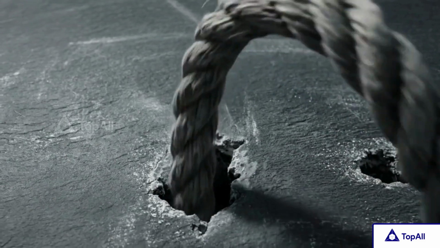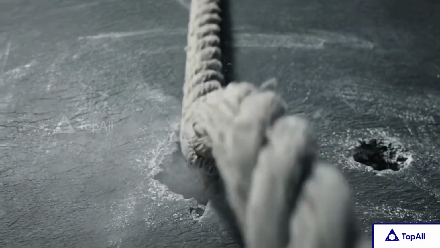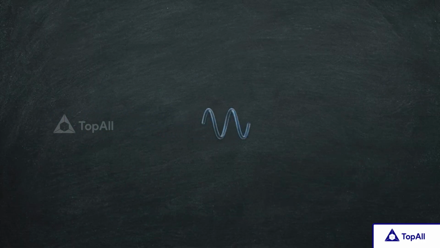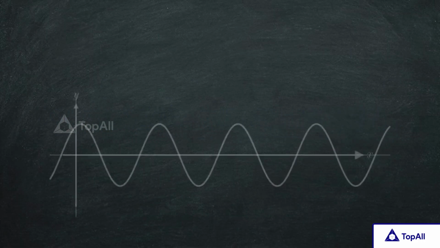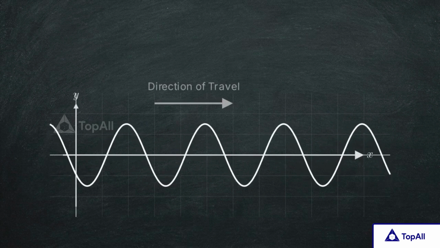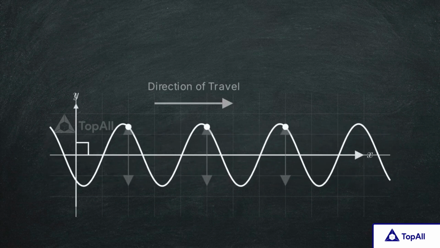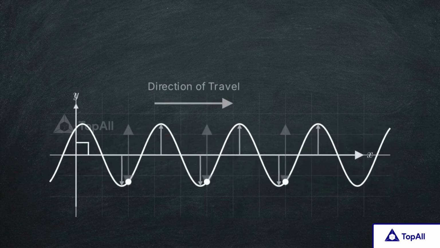Watch the physical motion of this rope. As the wrist snaps, a distinct wave pulse travels forward through the space. Look at the actual movement of the rope itself. While the wave's energy travels forward horizontally along the x-axis, the physical material of the rope is moving strictly up and down along the y-axis.